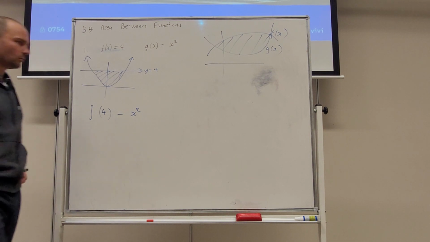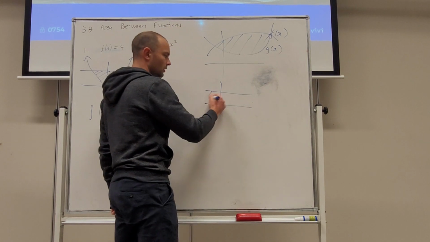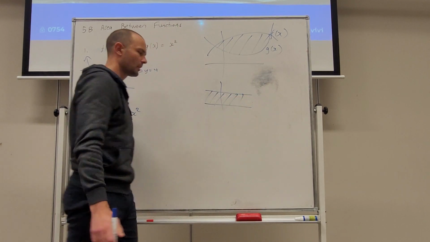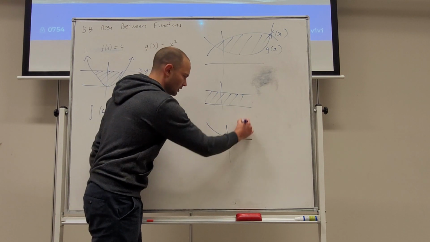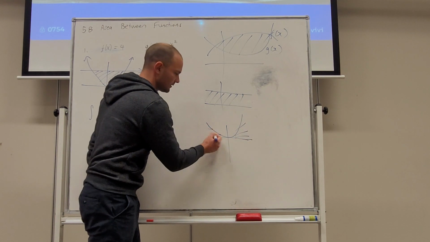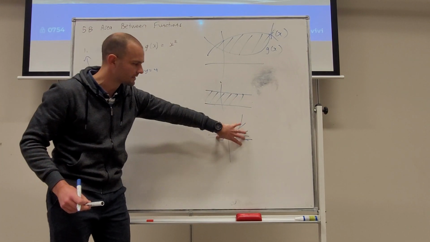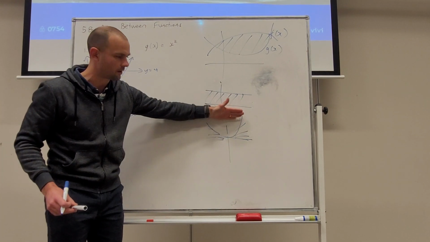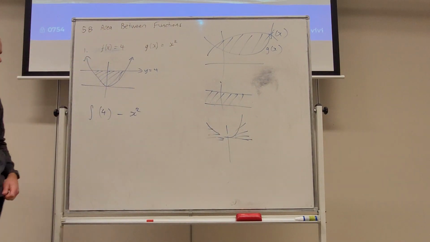Now, let me explain to you why this is true. If we do the integral of the function 4, we're going to find this area here. And if we do the integral of the function x squared, we're going to find this area here. And so if I do this area, take away this area, that's going to be the part that I'm left with. Okay, so it's just like composite shapes. That's why it makes sense for us.